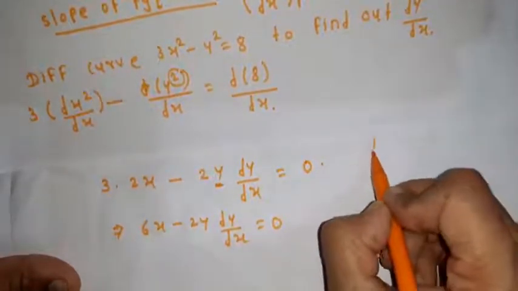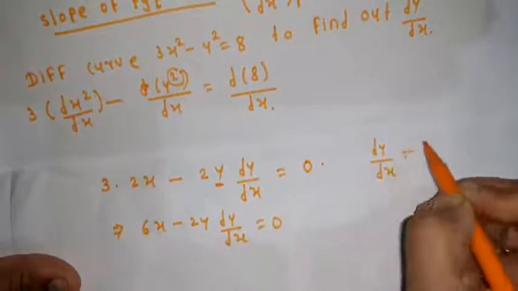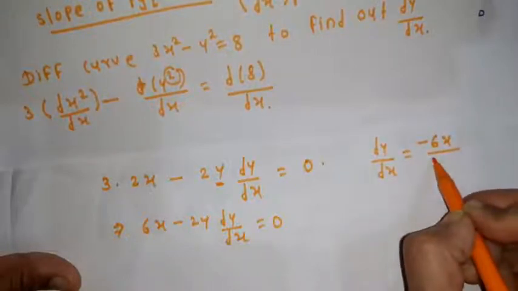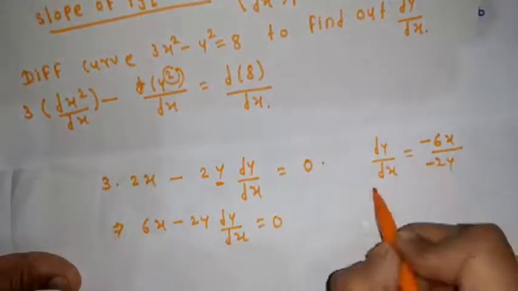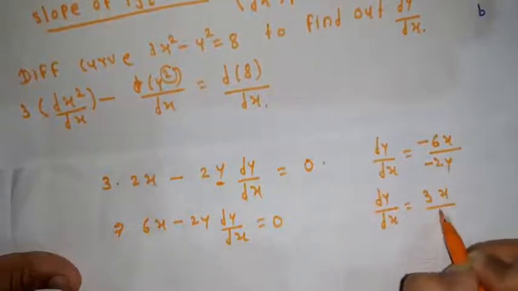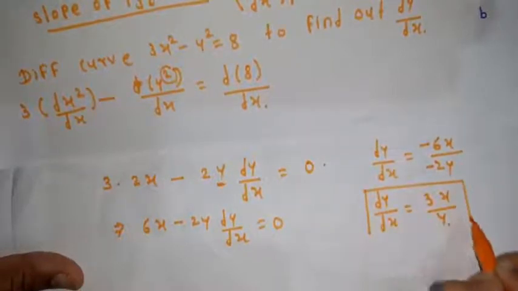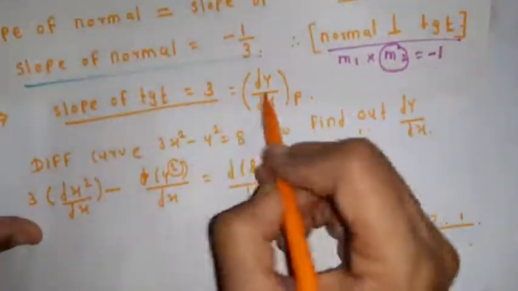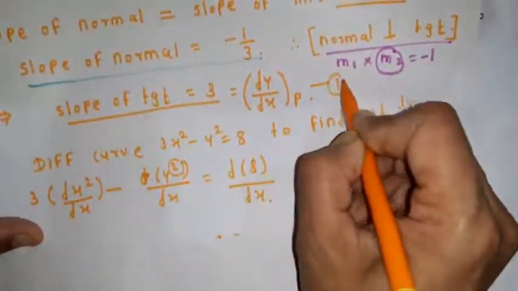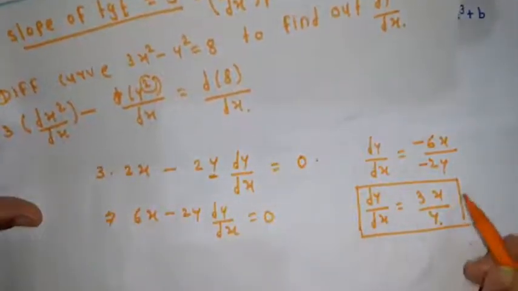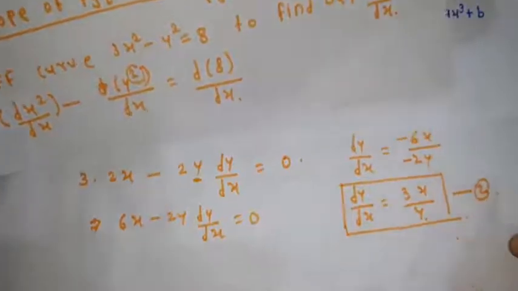And this implies dy by dx equal to, shift the term 6 to that side, that will be minus 6 upon minus 2y, and therefore dy by dx equal to 3x upon y. This is dy by dx. Okay students, so slope of tangent, that is dy by dx. Suppose this is 1, dy by dx equal to 3, and now we have dy by dx equal to 3x upon y. So from 1 and 2 compare dy by dx.